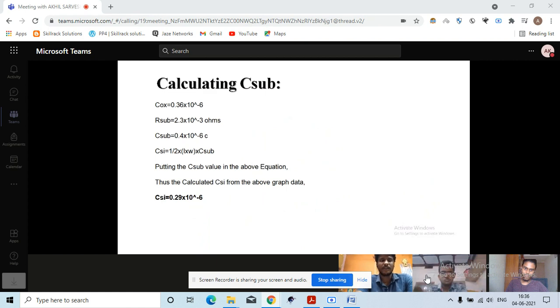From the data we got, using the coefficients and intercept, we are calculating the Cox, RSI and CSI values. In this we got CSI as 0.29 times 10 power minus 6, which is 0.29 microfarad, which is the actual practical value of a spiral inductor. And next page.